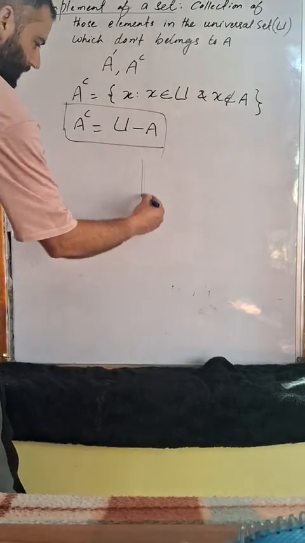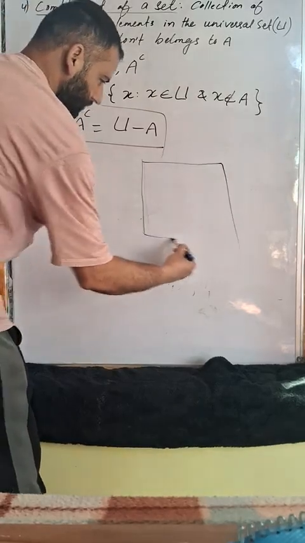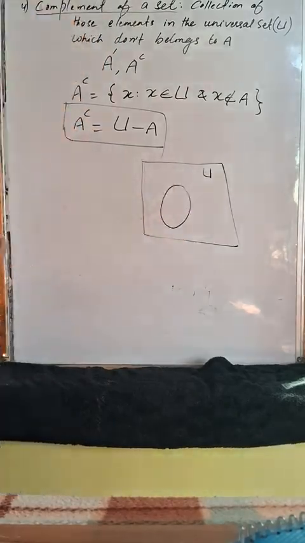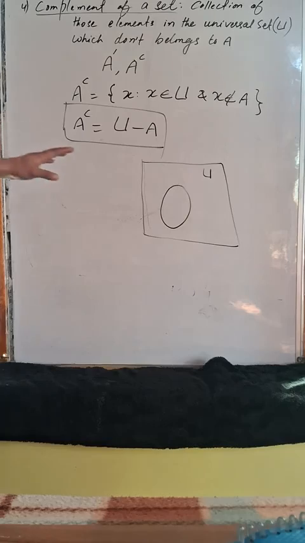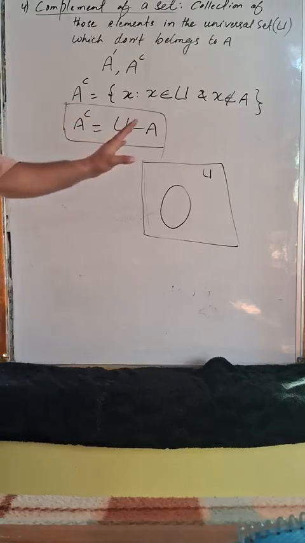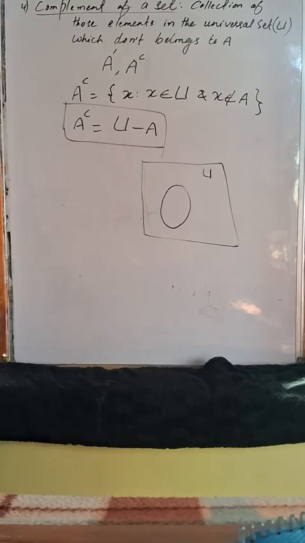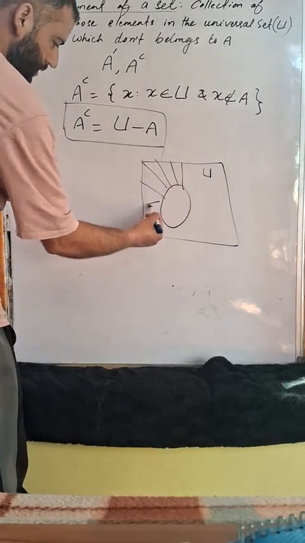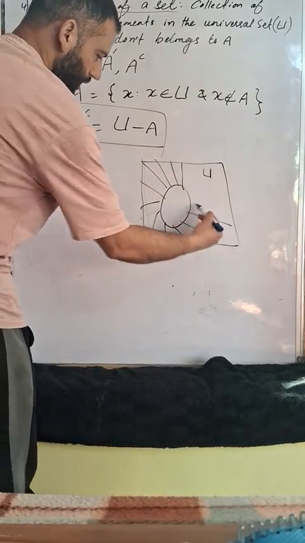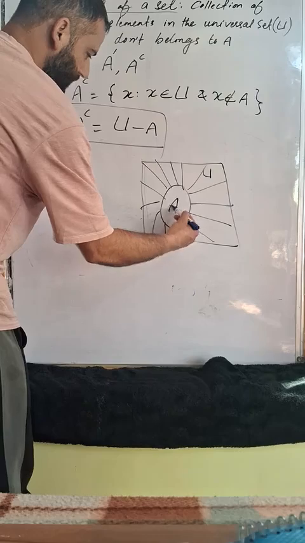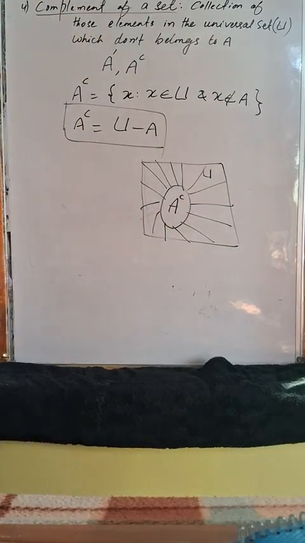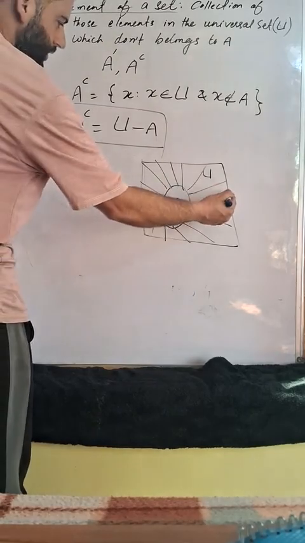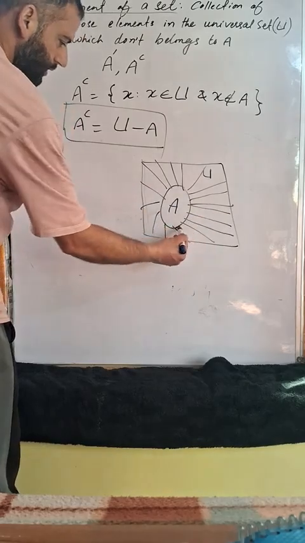Diagrammatically, we can show it as, if this is a universal set and it is set A, it means we have to write the elements of U that do not belong to A. So what will be the diagram? This will be A complement. This is A and the A complement will be the shaded portion.